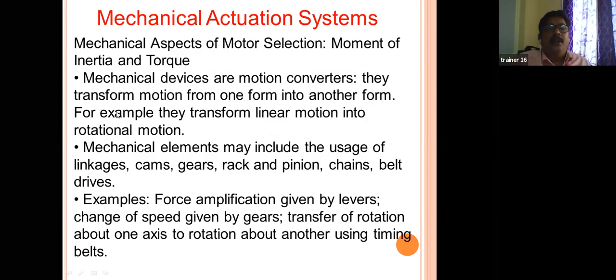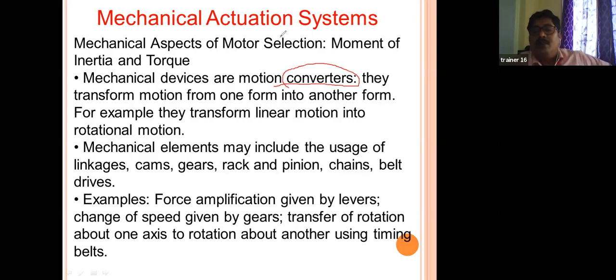Here, what I said about the mechanical ones, these are motion converters. These actuation systems can also be called converters. That means they convert linear to reciprocating, or reciprocating to linear, or linear to angular. Sometimes one motion can be converted into two separate motions, maybe linear and angular.